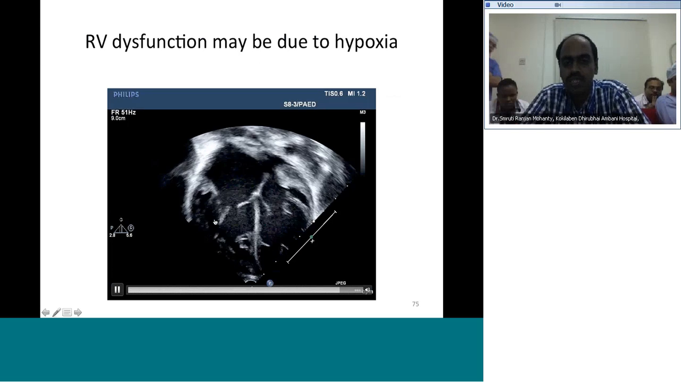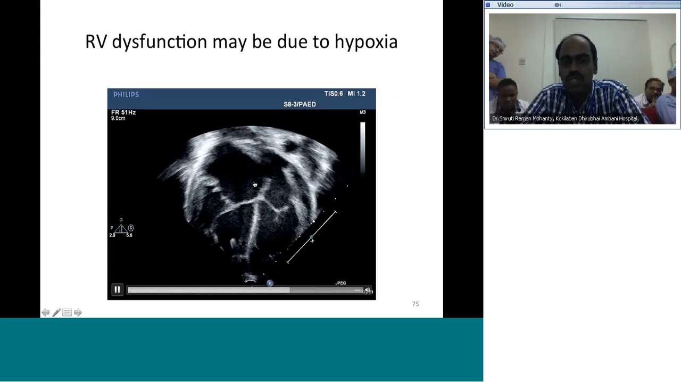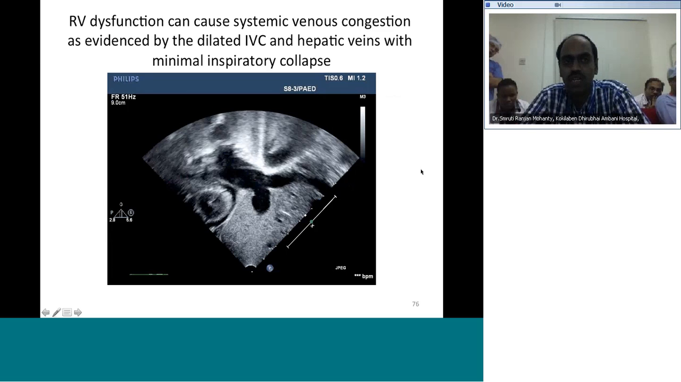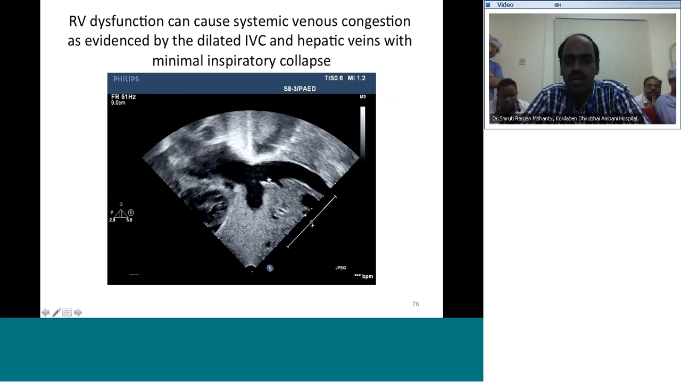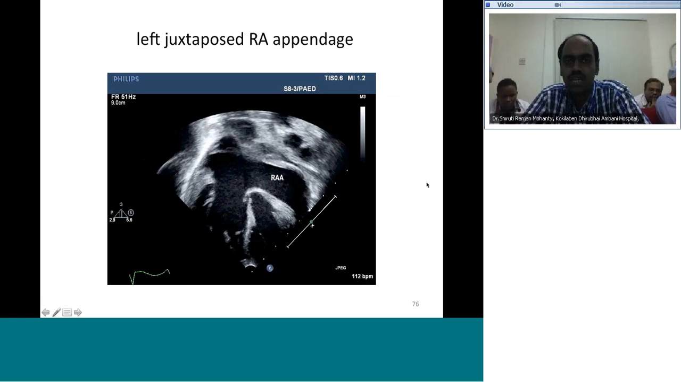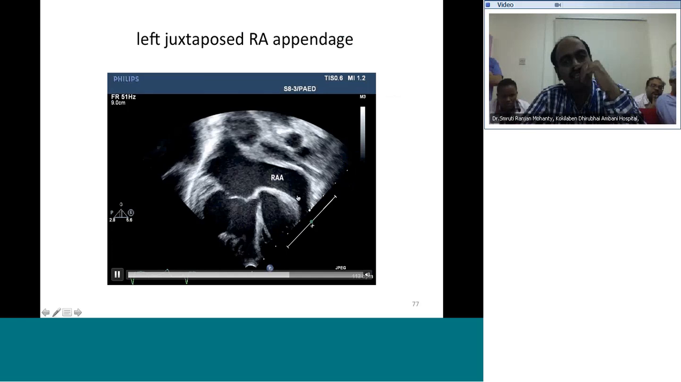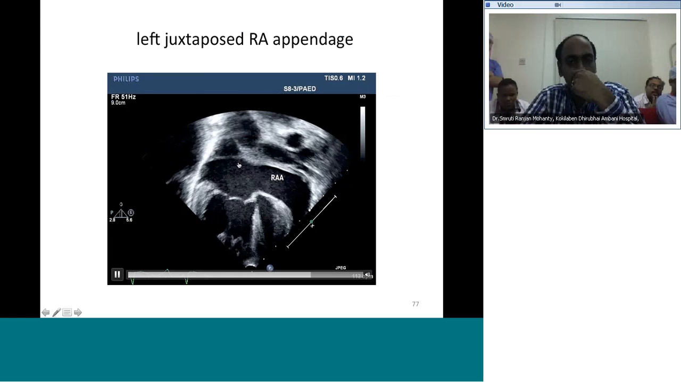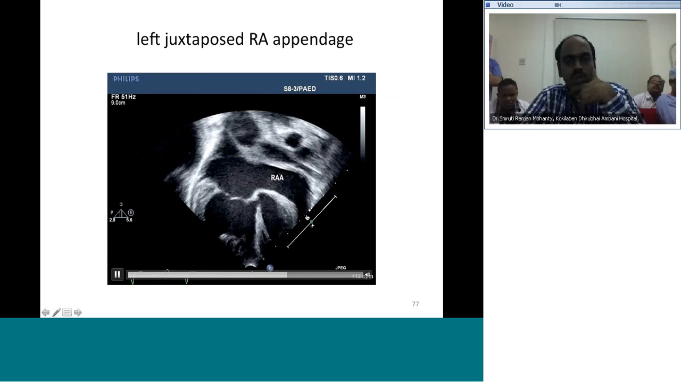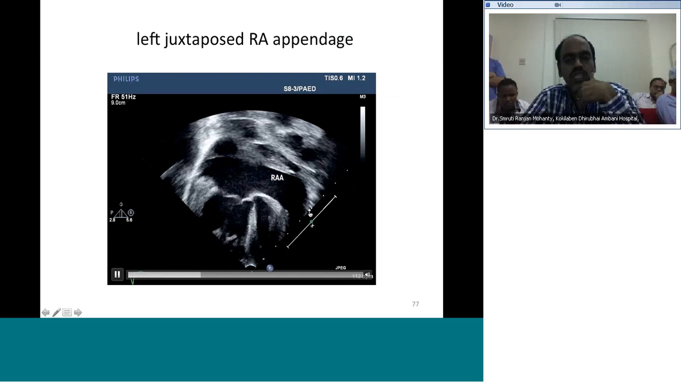RV can sometimes be dysfunctional because it is now facing the systemic circulation. So RV can be dysfunctional. When there is a RV dysfunction, you will have systemic venous congestion. Left juxtaposition of the atrial appendage is a peculiarity that is seen in transposition quite often, where the right atrial appendage protrudes onto the left side.